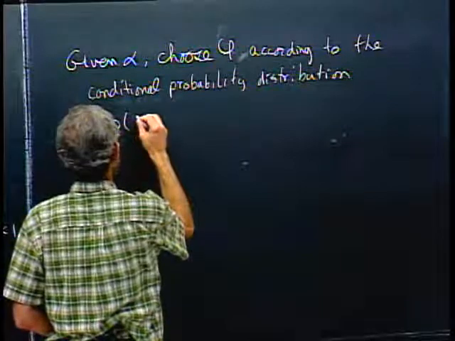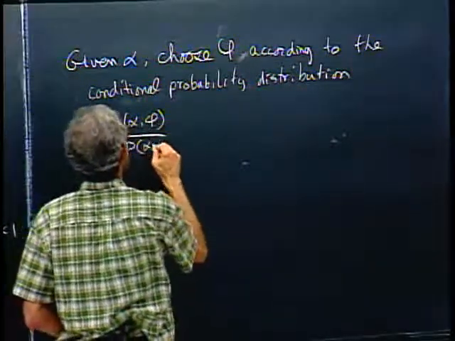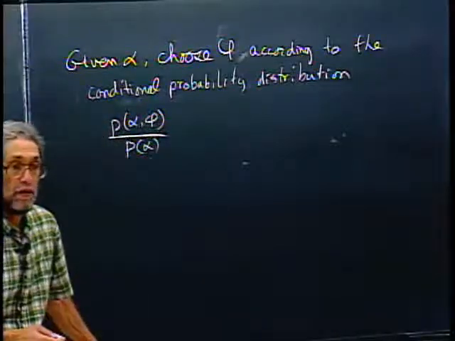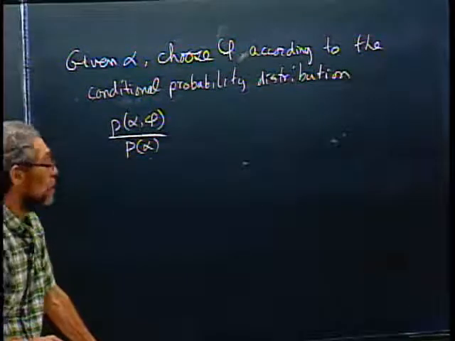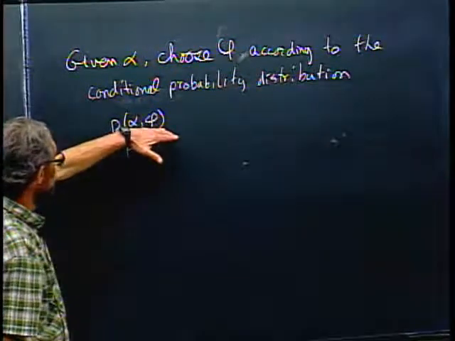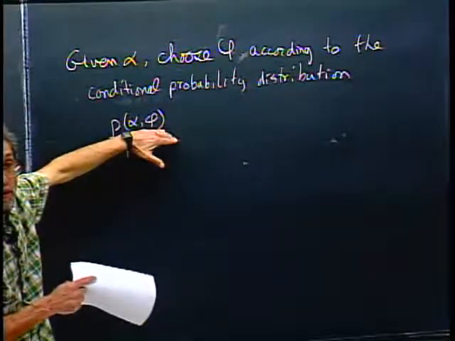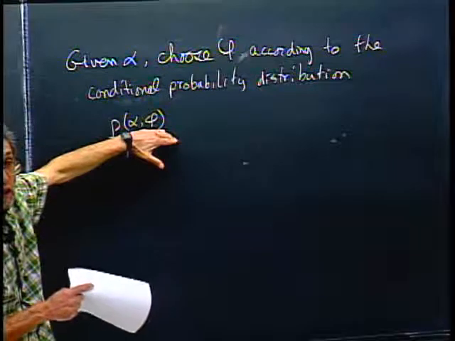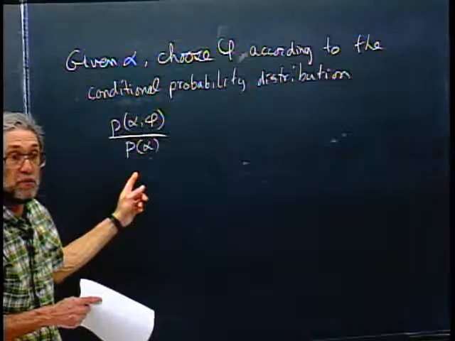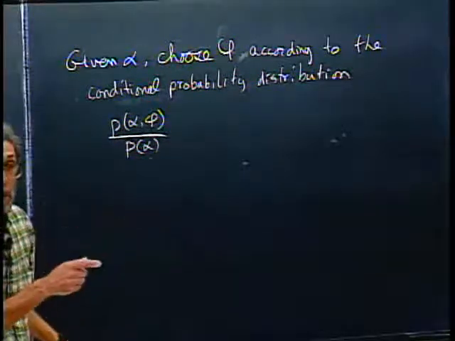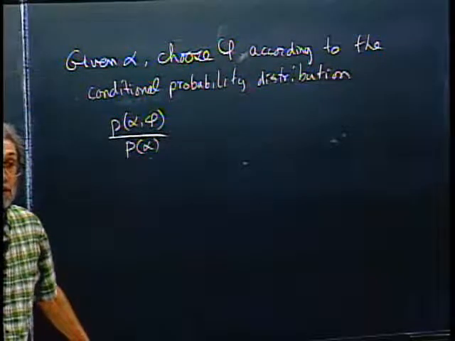P of alpha and phi divided by the probability distribution of alpha alone. Right? Because if we integrate this numerator with respect to phi, we're going to get a number which isn't always 1, because it integrates up to this marginal distribution. So if we divide it by the marginal distribution, we'll get the true correct probability distribution for phi once you fix alpha.